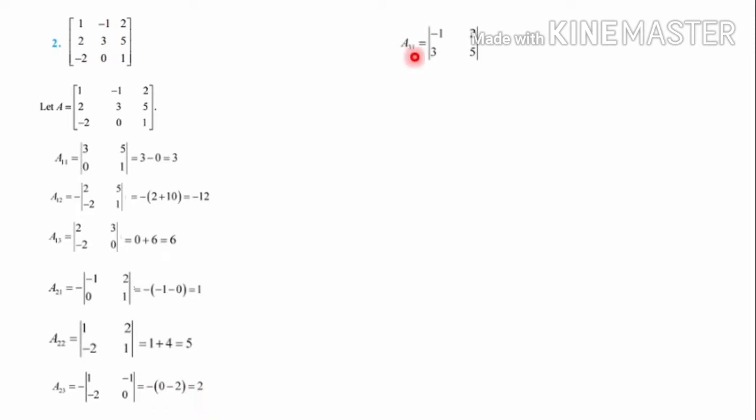Next value, that is A31 element, that is this one, minus 2 you have to take. So that row and column is gone. The balance elements minus 1, 2, 3, 5, that is written here. The sign is positive because 3 plus 1 is 4, an even number. Calculate its value. Minus 1 into 5, that is minus 5, minus 3 into 2, that is equal to 6. So minus 5 minus 6, that is minus 11.